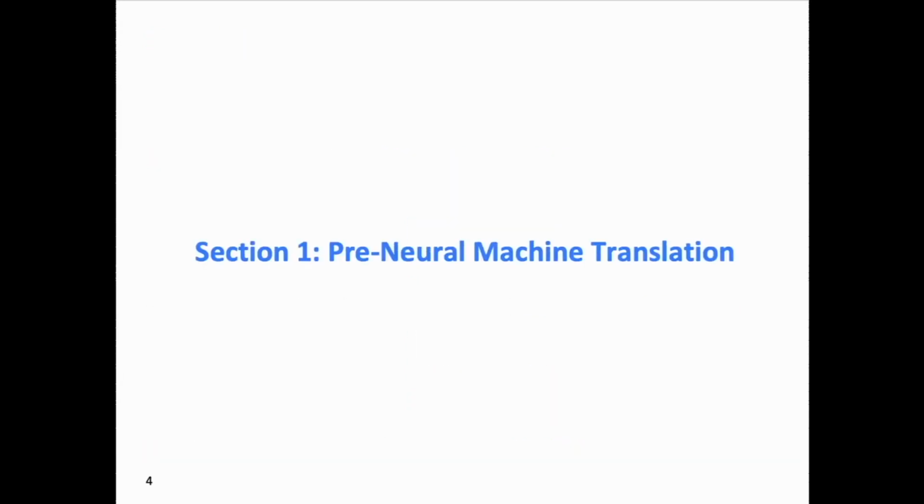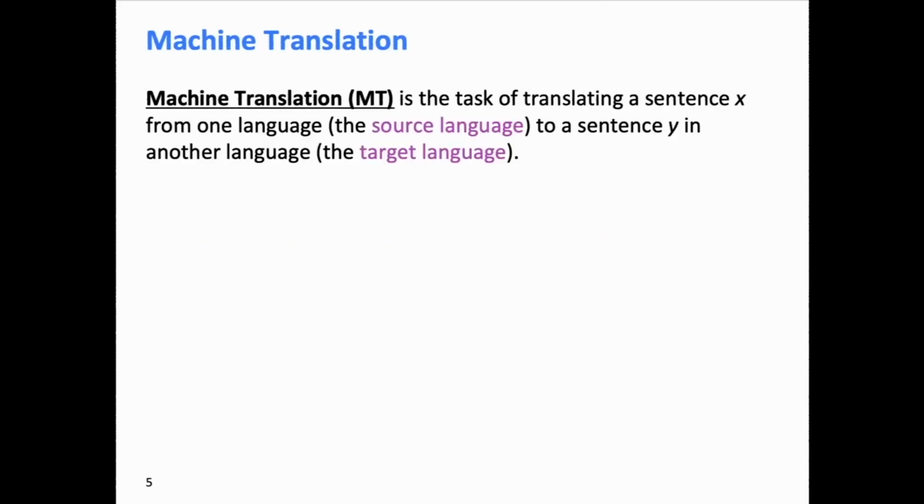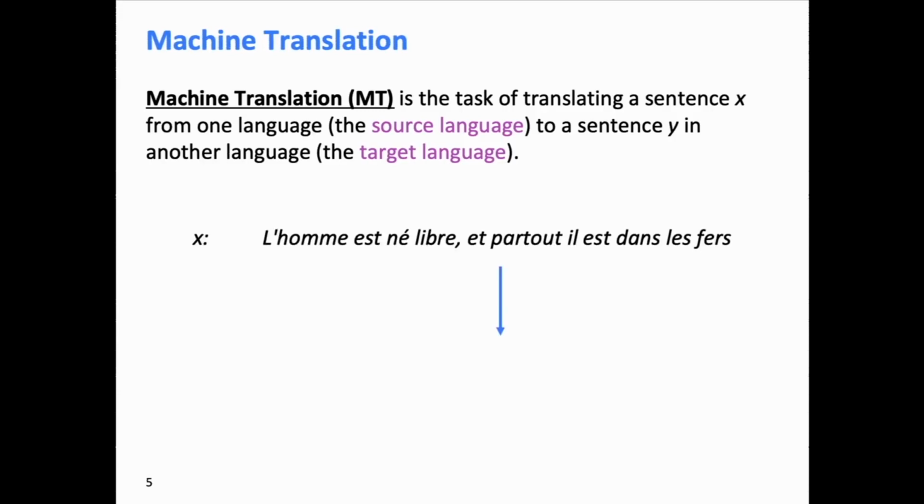OK, so section 1 of this is going to be about a bit of machine translation history. Pre-neural machine translation. So machine translation, or MT, is the task of translating a sentence X, which we call the source language, whatever language you're translating from, into a sentence Y, which is in another language, which we call the target language. So here's an example. Let's suppose X is this French sentence.